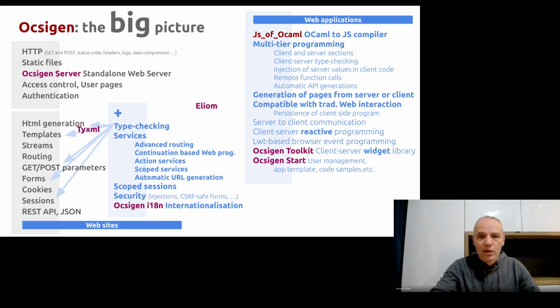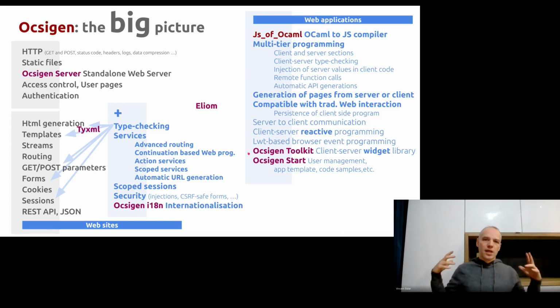JS of OCaml provides a very elegant way to handle browser events using LWT. And of course, we have higher level libraries. JS of OCaml makes it very easy to write bindings for your favorite JavaScript library. We also developed our own widget library, Ocsigen Toolkit, which is designed explicitly for this client-server programming model, but which you can also use for client-side applications as well, of course. We also have Ocsigen Start, which provides higher level libraries, like, for example, user management.